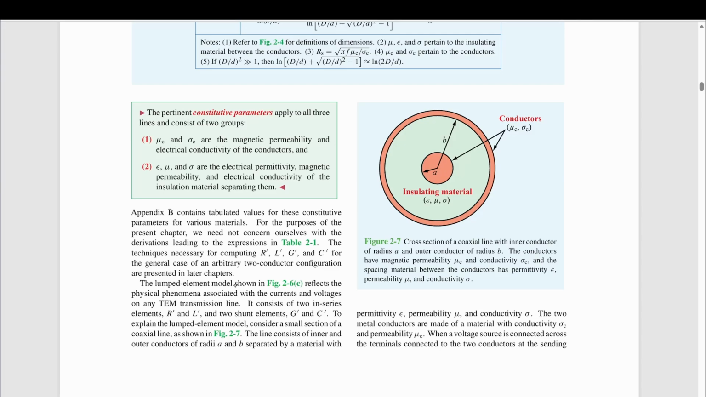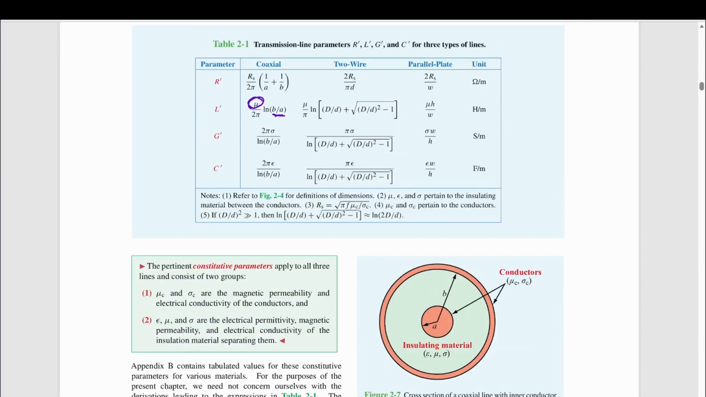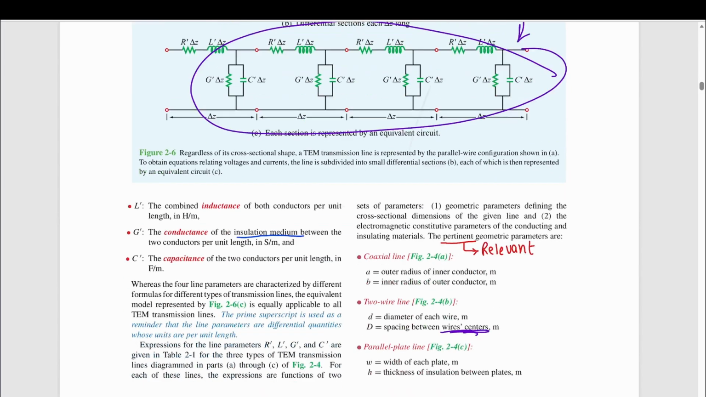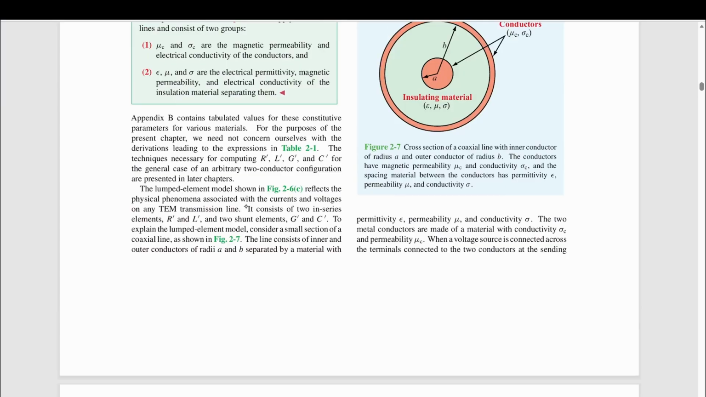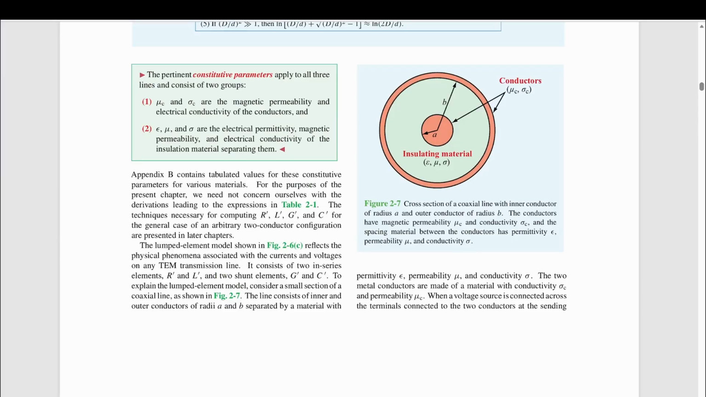The lumped element model shown in 2.6c reflects the physical phenomena associated with the currents and voltages on any TEM transmission line. It consists of two in-series elements, R' and L', and two shunt elements, G' and C'. To explain the lumped element model, consider a small section of a coaxial line. So the first example is a coaxial line, and we'll see how it applies to it.